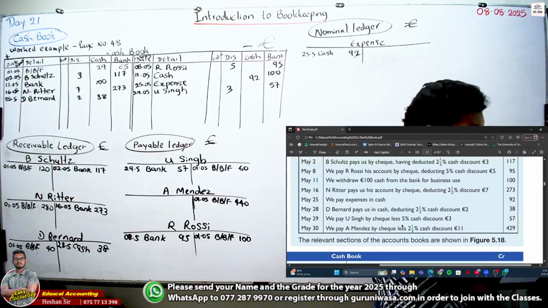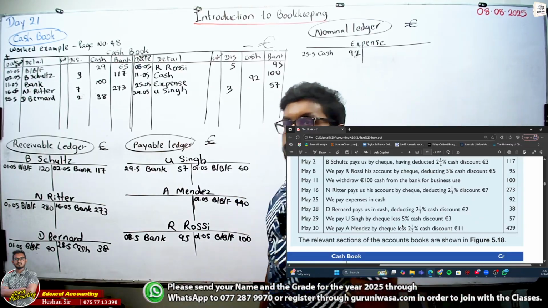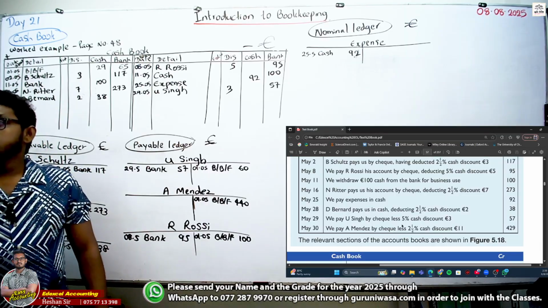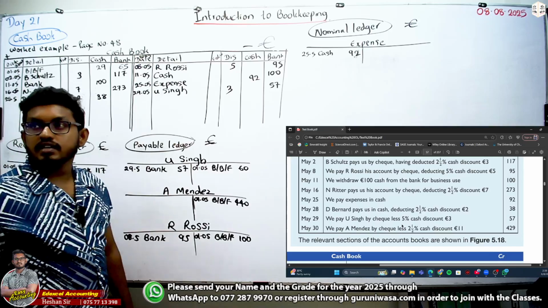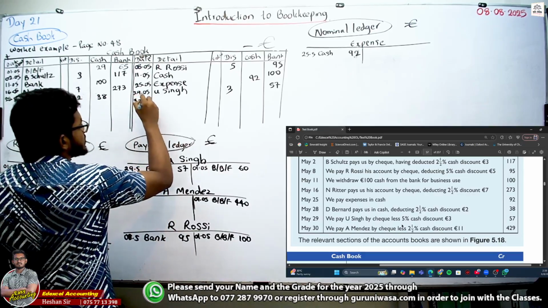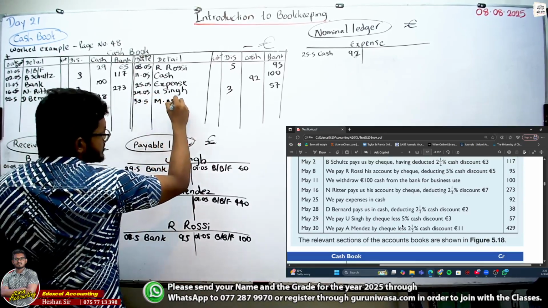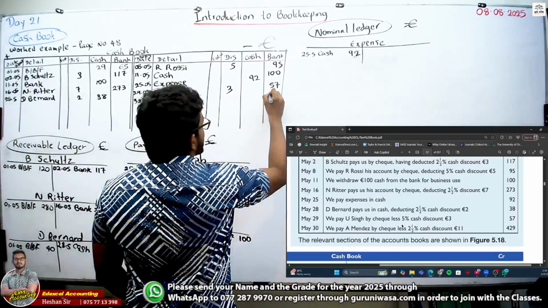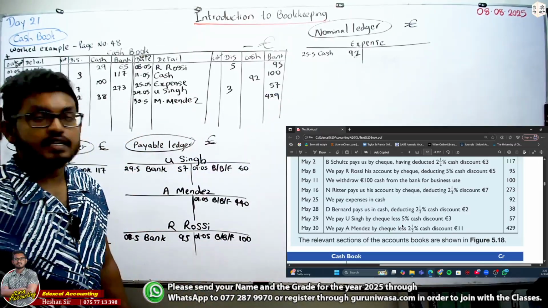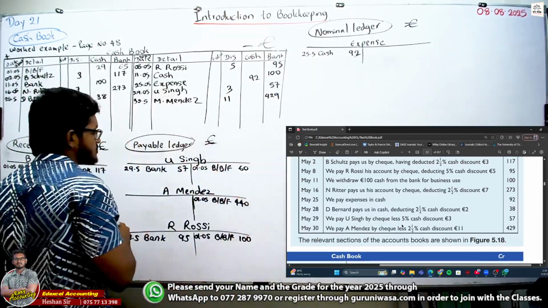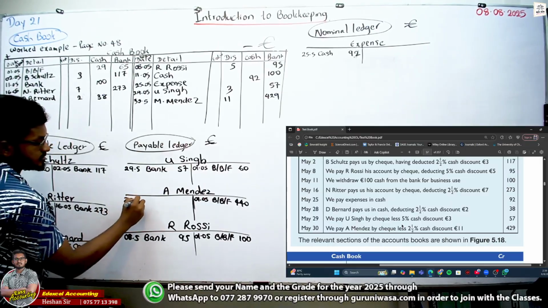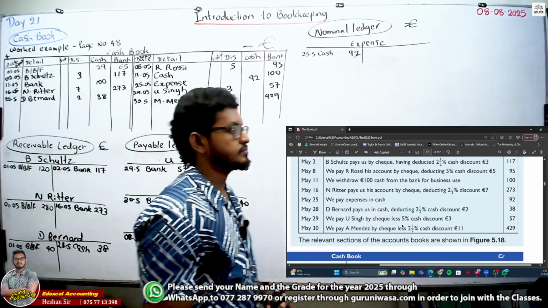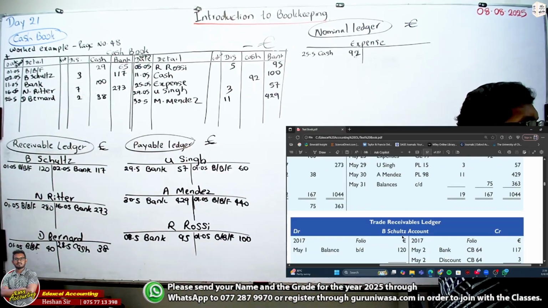Right? Finally, we pay M Mendes by a check. So M Mendes is a trade payable. So by a check, 30th of May, M Mendes, right? So 429. Here the discount is 11. So discounts are recorded at the end. Bank 429, right? All the things have been recorded.